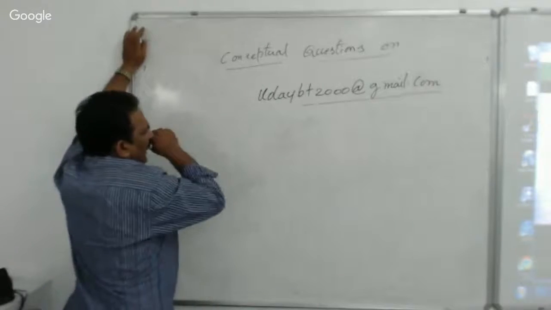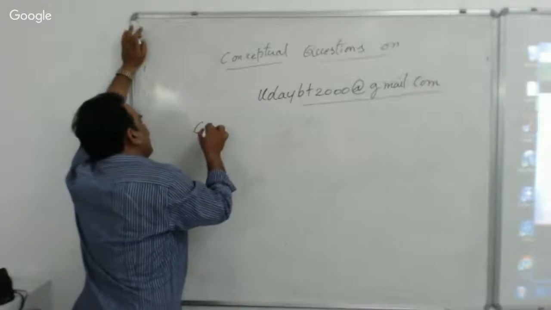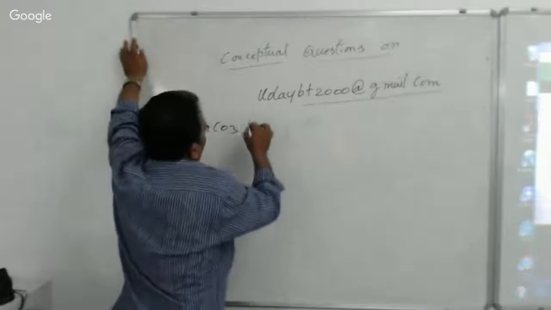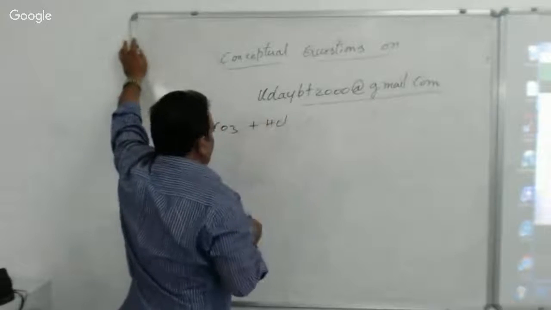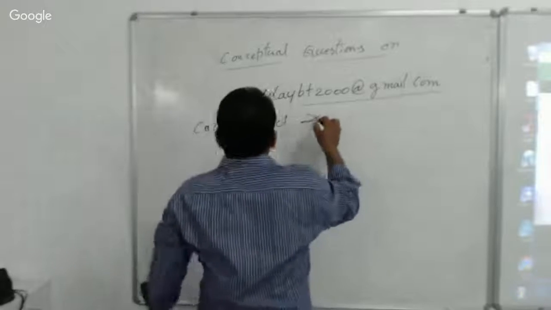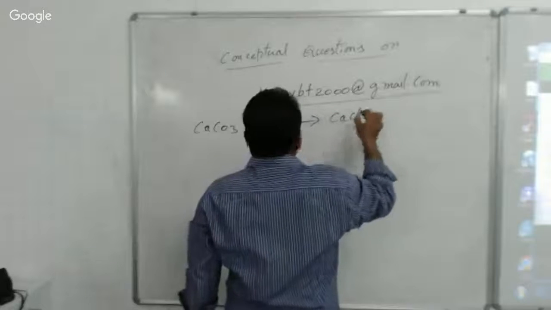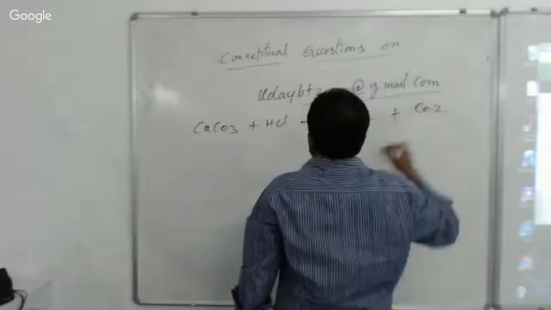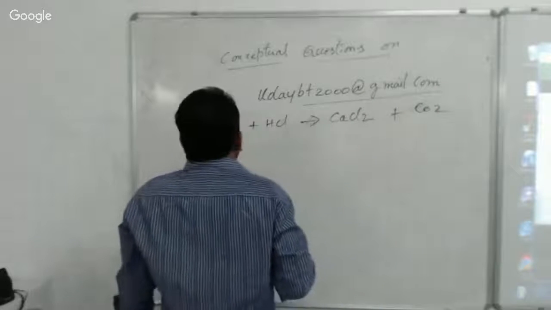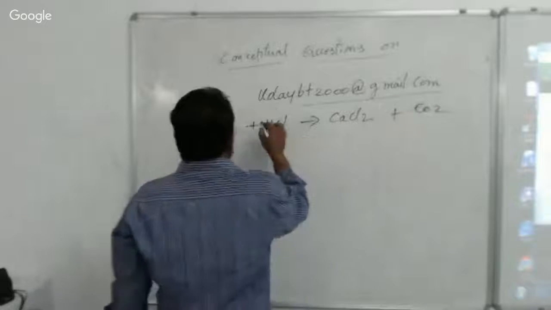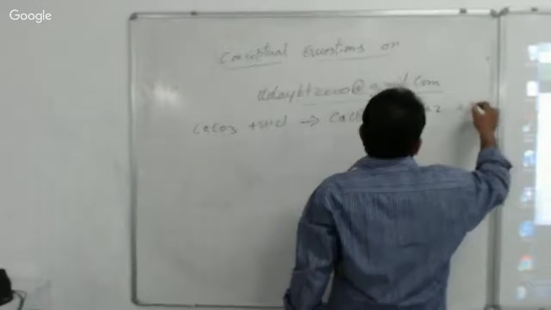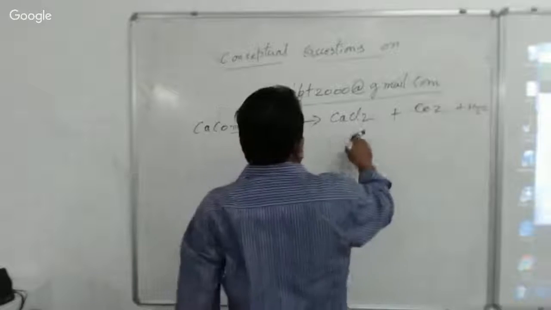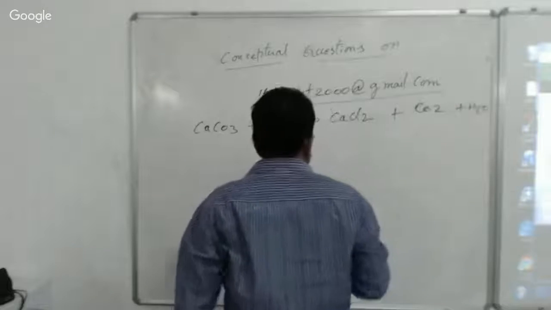Here, I have calcium carbonate with me. When calcium carbonate reacts with HCl, hydrochloric acid, I get calcium chloride, CaCl2, and carbon dioxide, CO2. Along with that, if I take 2HCl, I also get H2O. So CaCO3 plus 2HCl gives CaCl2 plus CO2 plus H2O, which is the balanced equation.